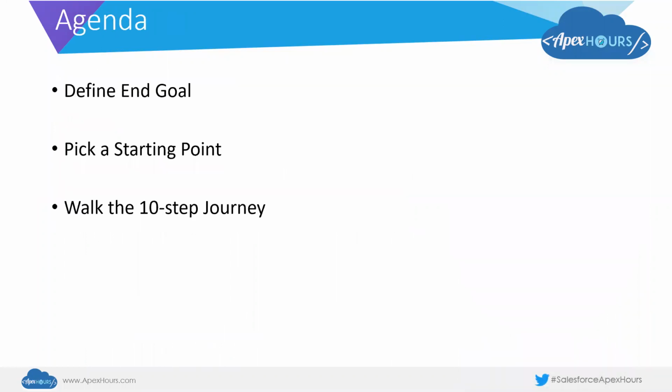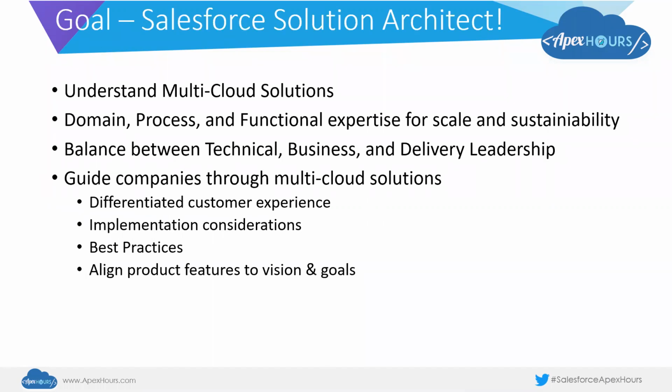So this session has a very simple agenda. It's a journey, right? So it's a 10-step journey. We'll first start with defining the end goal, meaning where do we want to reach. We'll pick a starting point, and then we will simply walk the 10-step journey. So it's as simple as that from an agenda perspective. So let's start by defining the goal. The goal is to become a Salesforce solution architect.